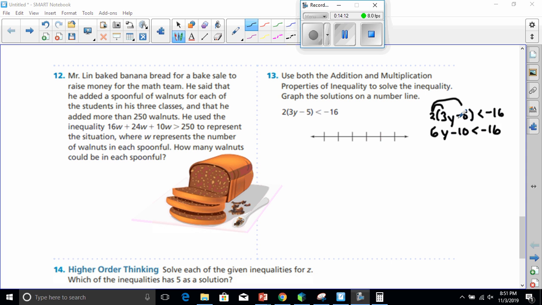Now I will use my properties of addition. Because I have negative 10 here, I'll have to add 10. Our properties of addition say whatever I do to one side, as long as I do it to the other, I'm keeping my inequality the same. This gives me 6y is less than, well, negative 16 plus 10 is negative 6. And now I'm going to use my properties of multiplication. Let's see. Well, I guess I already used multiplication there.